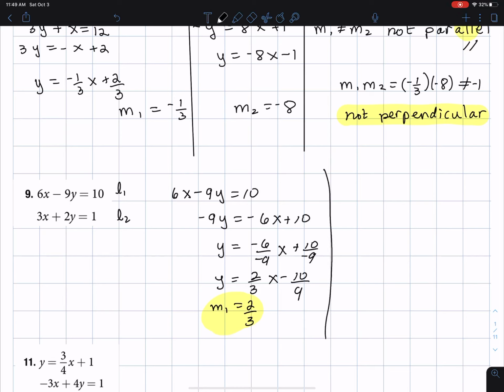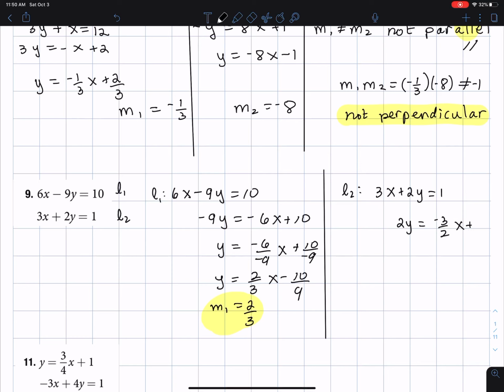And then I go over to the next one. So this is for L1. For L2, I have 3x plus 2y equals 1. If I subtract 3x from both sides, I get 2y equals negative 3x plus 1. Divide by 2. So m2 is equal to negative 3 halves.